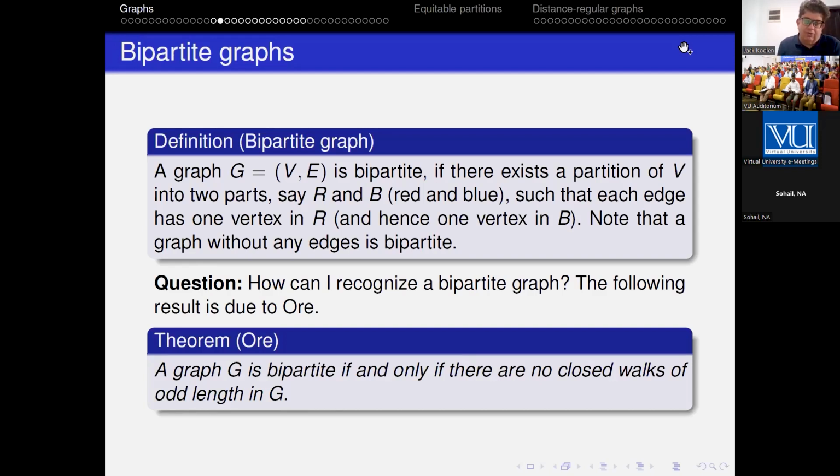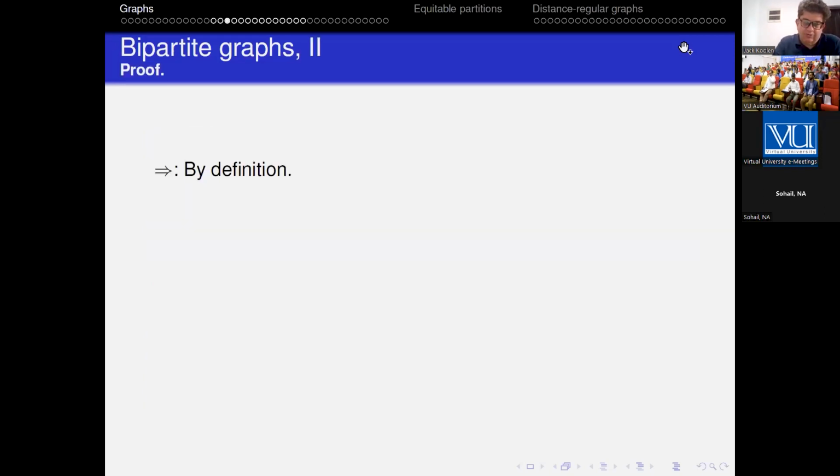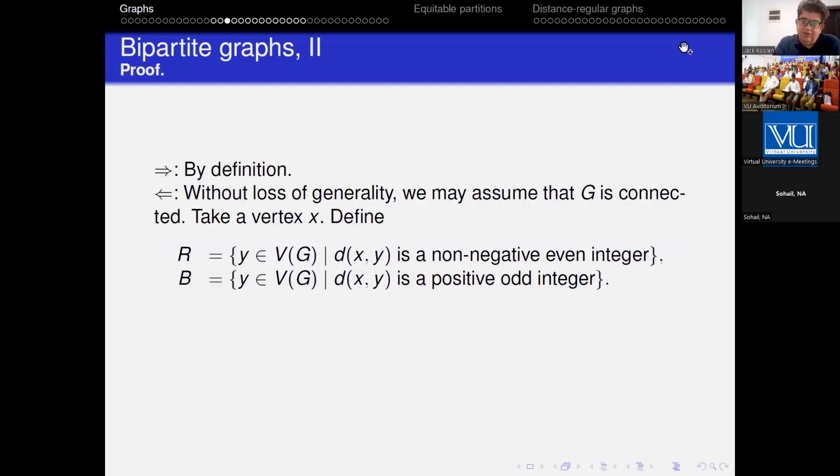That was shown by Orr. A graph is bipartite if and only if there are no closed walks of odd length in it. And the proof is very easy. One direction is by definition. And then we take a vertex x, and we define the red vertices as the ones that have an even distance to x, and the blue vertices are those with an odd distance to x.